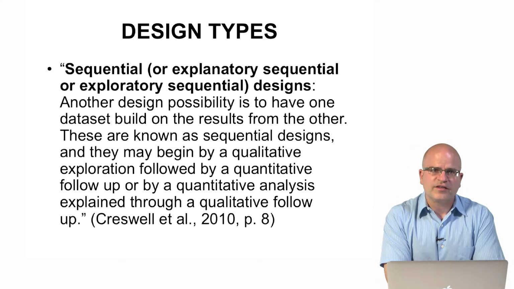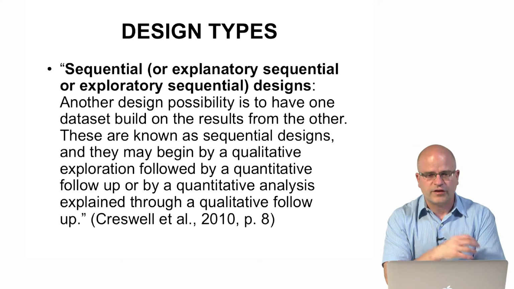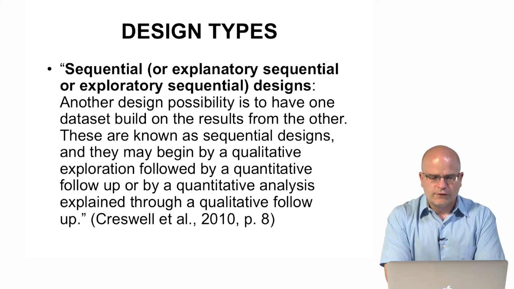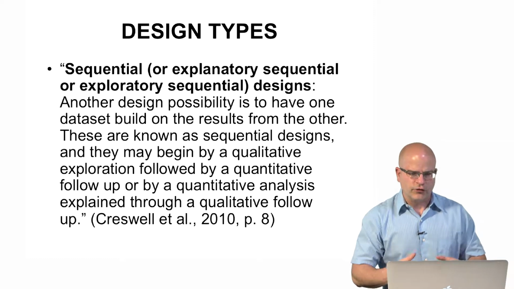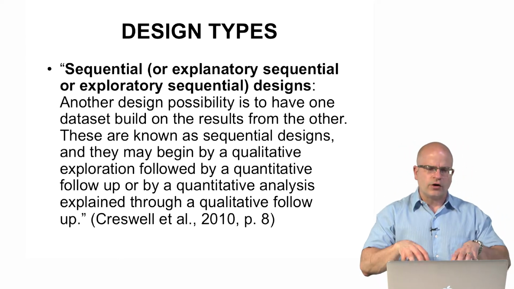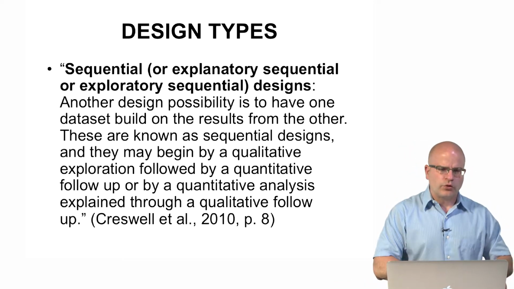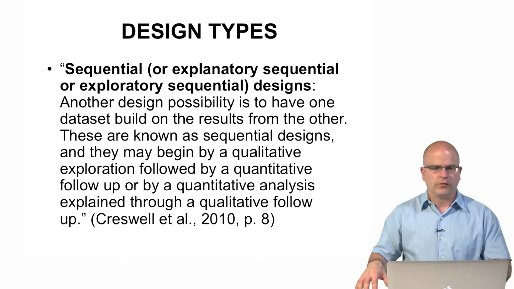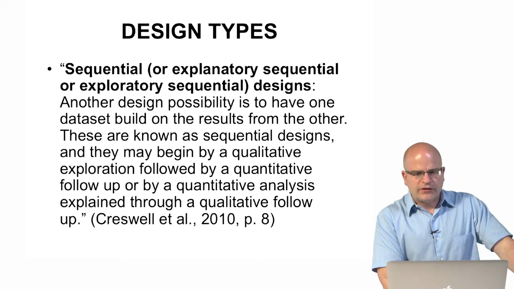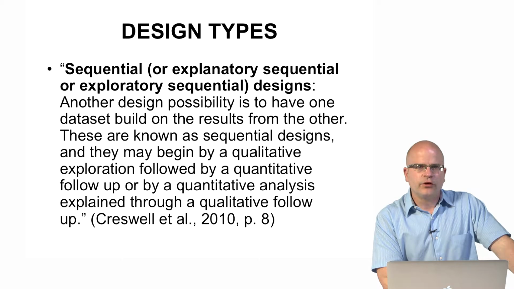So a second design type, again coming back to this issue of timing, is the sequential design. For example, explanatory sequential or exploratory sequential. Explanatory sequential designs are quan arrow to qual. Exploratory sequential are qual arrow to quan. So another design possibility is to have one data set build on the results from the other. These are known as sequential designs, and they may begin with a qualitative exploration followed by a quantitative follow-up, or vice versa.